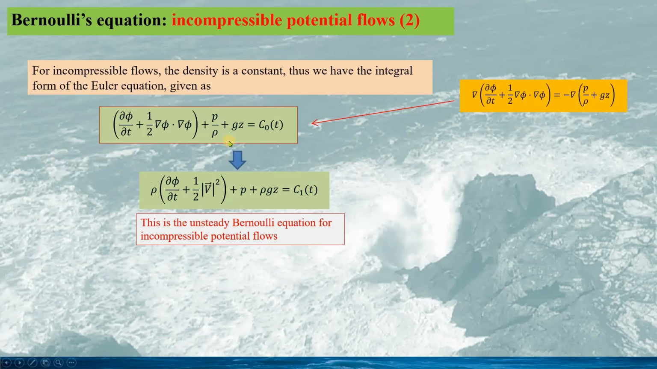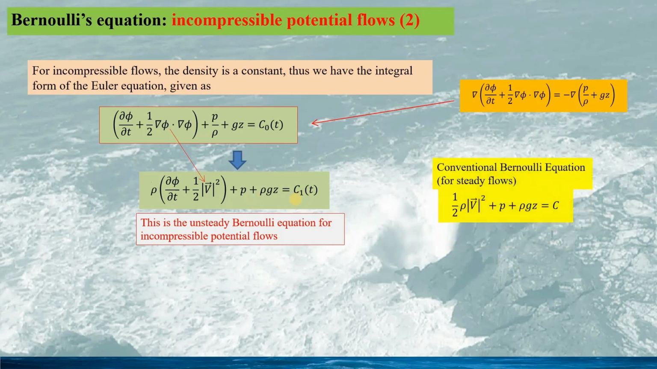And we can write the equation as this. We can see the velocity expression here. We write the Bernoulli's equation for the incompressible potential flow as this because we want to compare to the conventional Bernoulli's equation. So if we compare these two Bernoulli's equations, we can see there is an unsteady term for the Bernoulli's equation for incompressible potential flow.